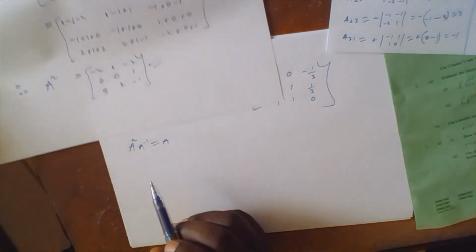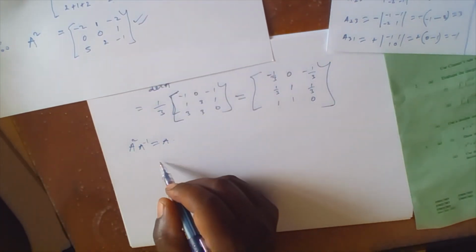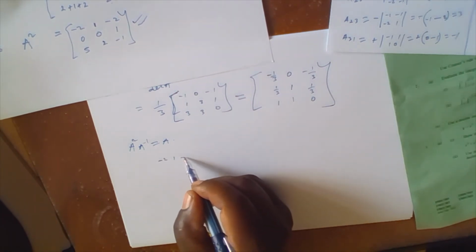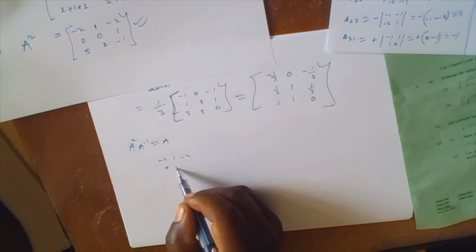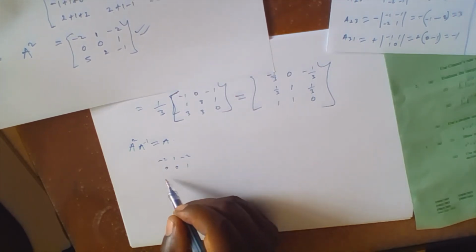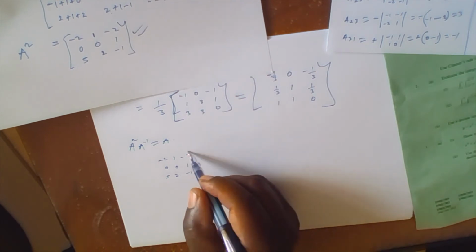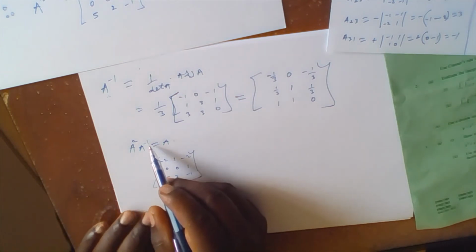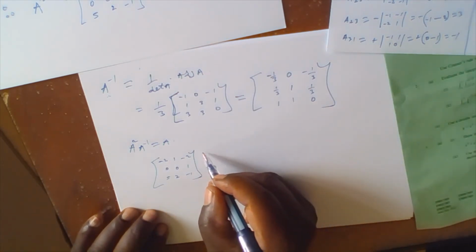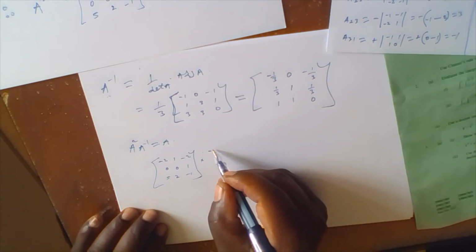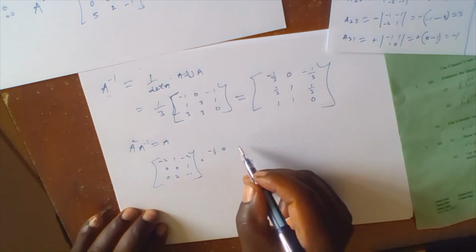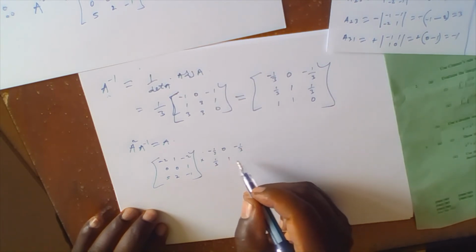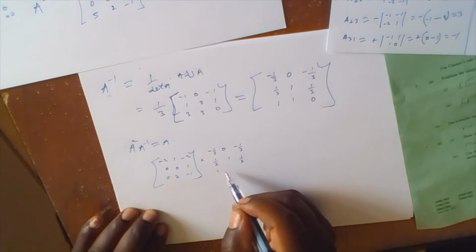Our A squared is this. You can write it here. So we have A squared: negative 2, 1, negative 2, 0, 0, 1, 5, 2, negative 1. And then we multiply by the inverse of A, which is negative 1 all over 3, 0, negative 1 all over 3, 1 all over 3, 1, 1 all over 3, 1, 1, 0.